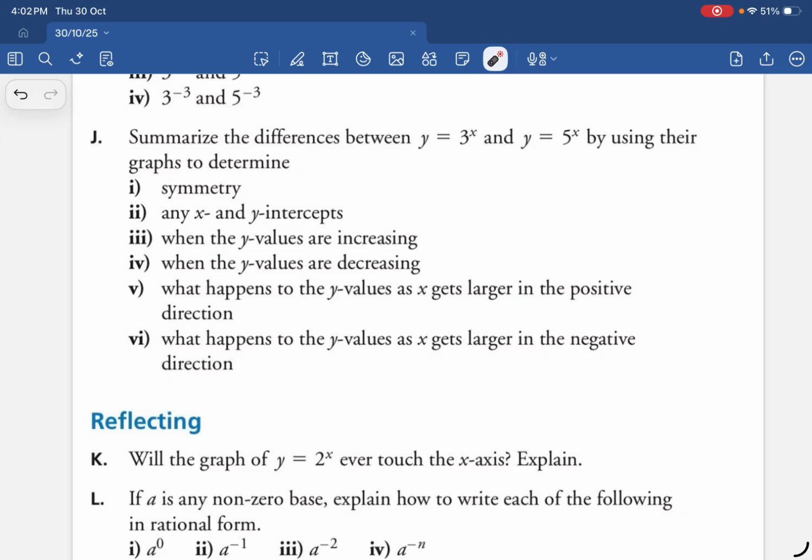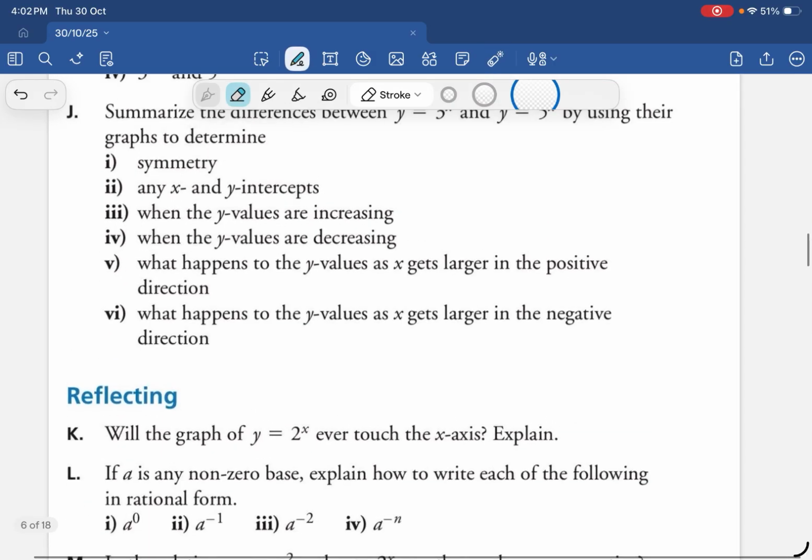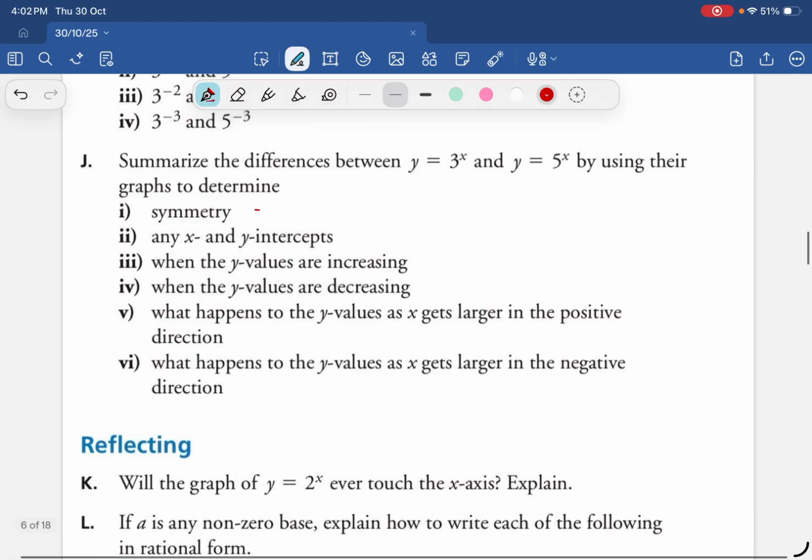So yeah, y equals 3 to the power x, as well as y equals 5 to the power x, they both are not symmetric.